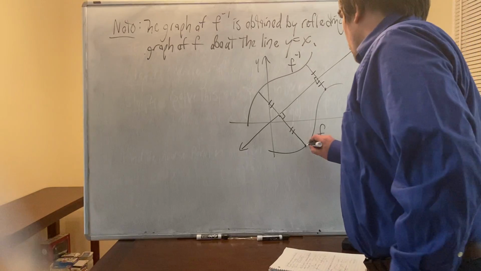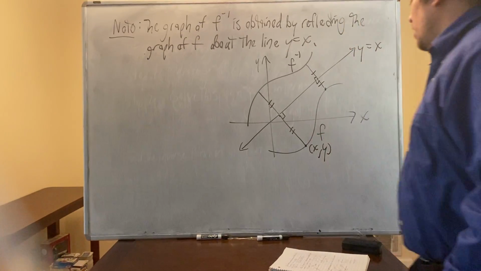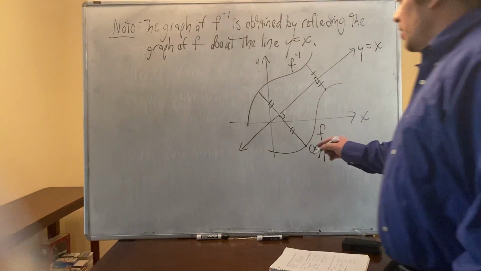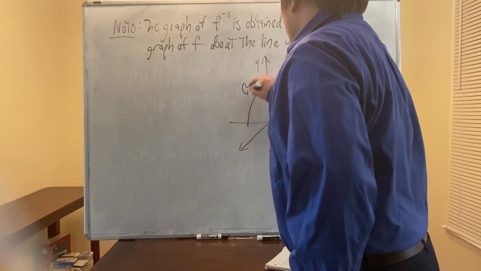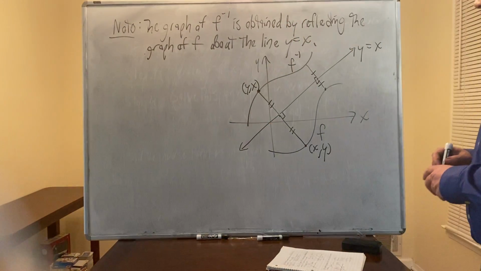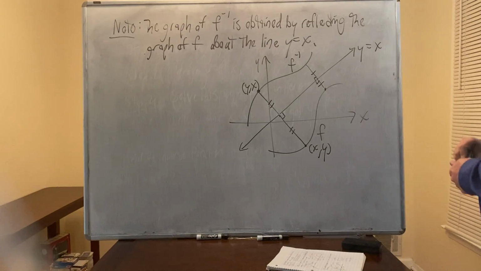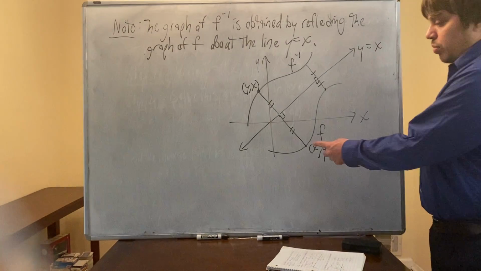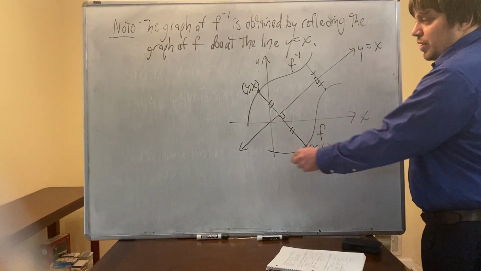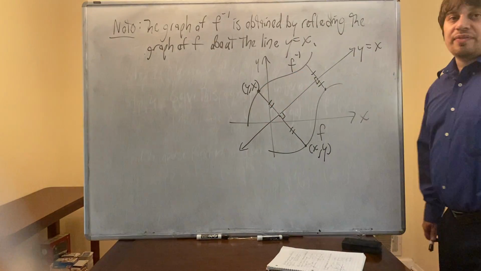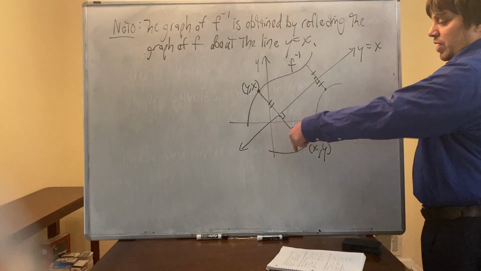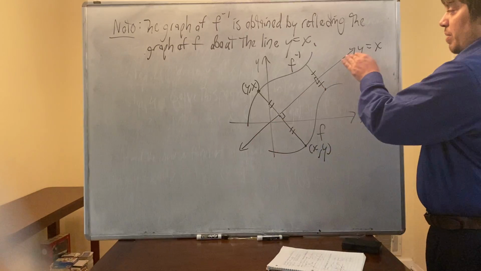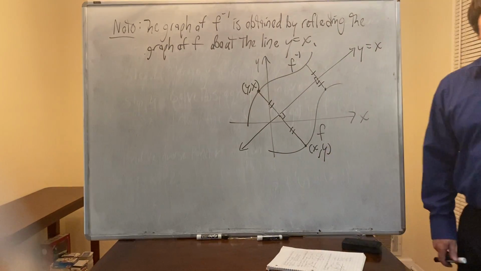And so actually this point x comma y of f will correspond with y comma x here. So when you have a point here, when you switch x and y, you get the coordinates of the corresponding point on f inverse. And so that's why when you have a graph of a function and you reflect it about the line y equals x, you get the graph of f inverse.